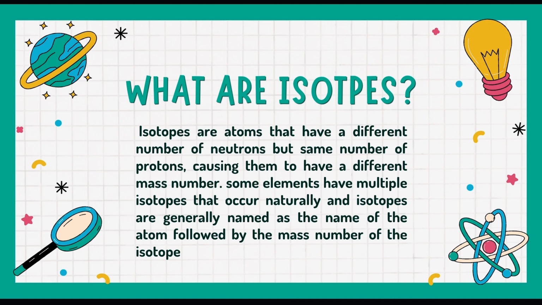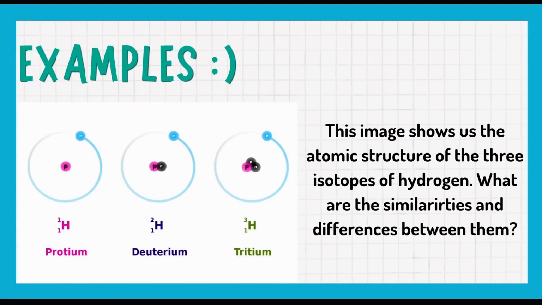Let's take a look at a quick example over here. This image shows us the atomic structure of the three isotopes of hydrogen, which are protium, deuterium, and tritium. What are the similarities and differences you notice between them? One of the key differences between them is that the number of neutrons keeps increasing. As you can see, in protium there are no neutrons. In deuterium, there is one neutron, and in tritium, there are two neutrons.